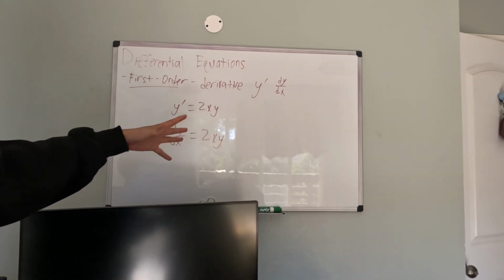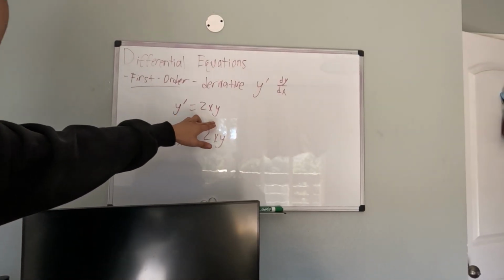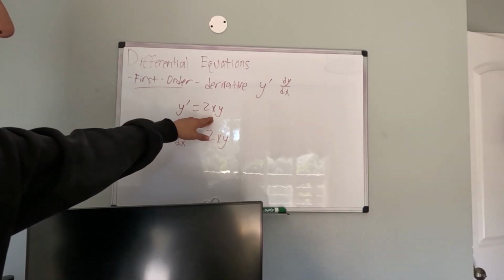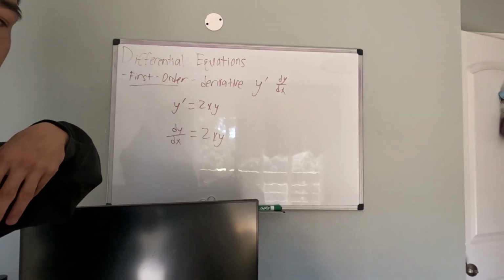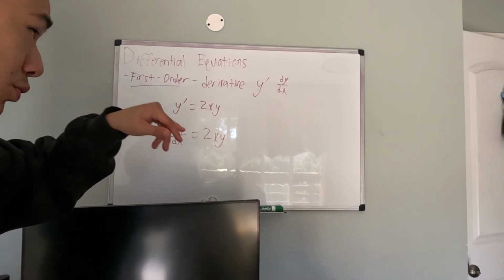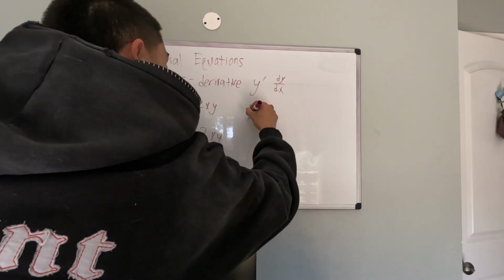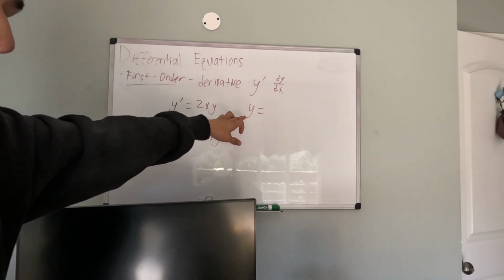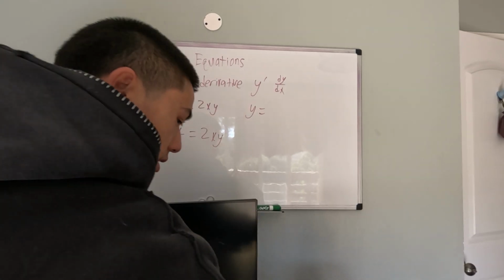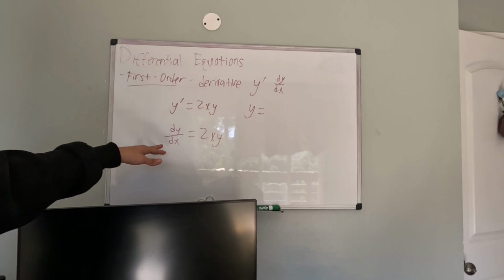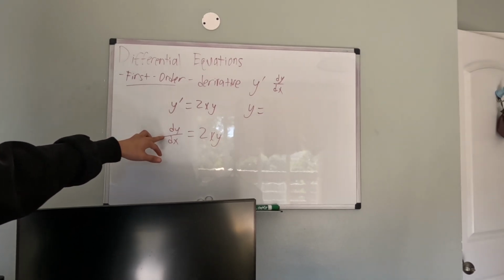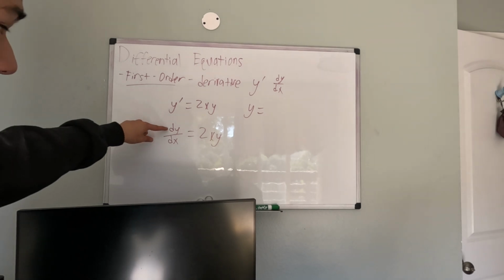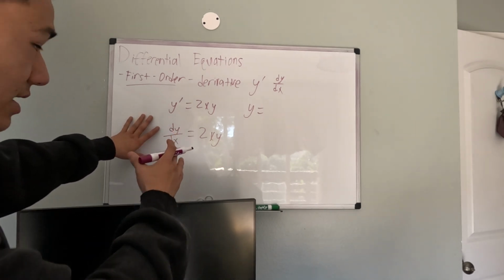This is probably how your question would be asked: y prime equals 2xy, so solve for it. What is y, pretty much? What does y equal? When it says solve, it's asking what y equals. You can write y prime as dy/dx if you know what a derivative is and what these mean.